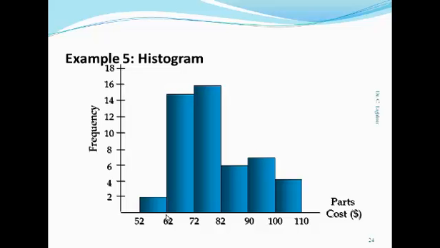The height of each bar should represent the frequency, relative frequency, or percent frequency for each class. Our first class goes from 52 all the way up to 61.99, the value that falls right before 62. And it has a height of frequency 2. Our second class begins at 62 and goes all the way up until, but not including, 72. And the height matches the frequency for that class.